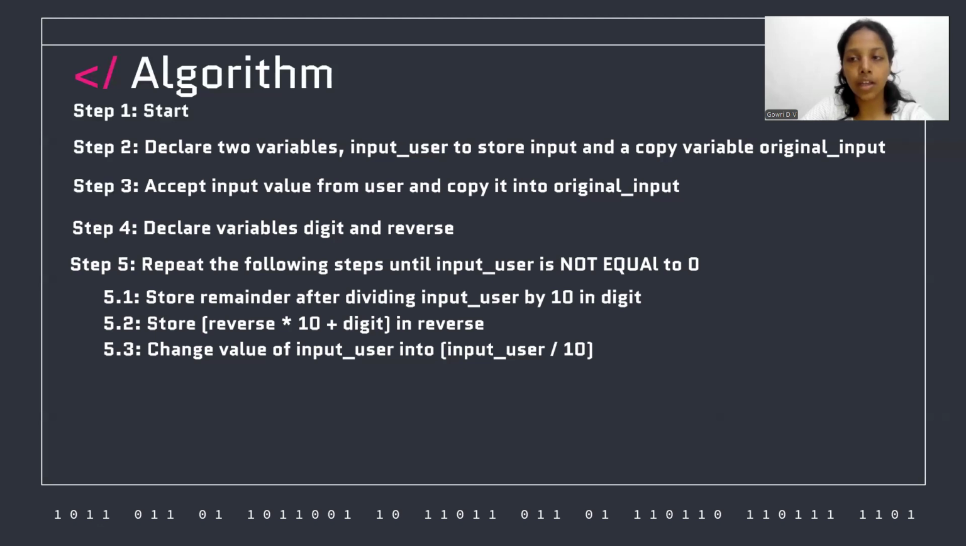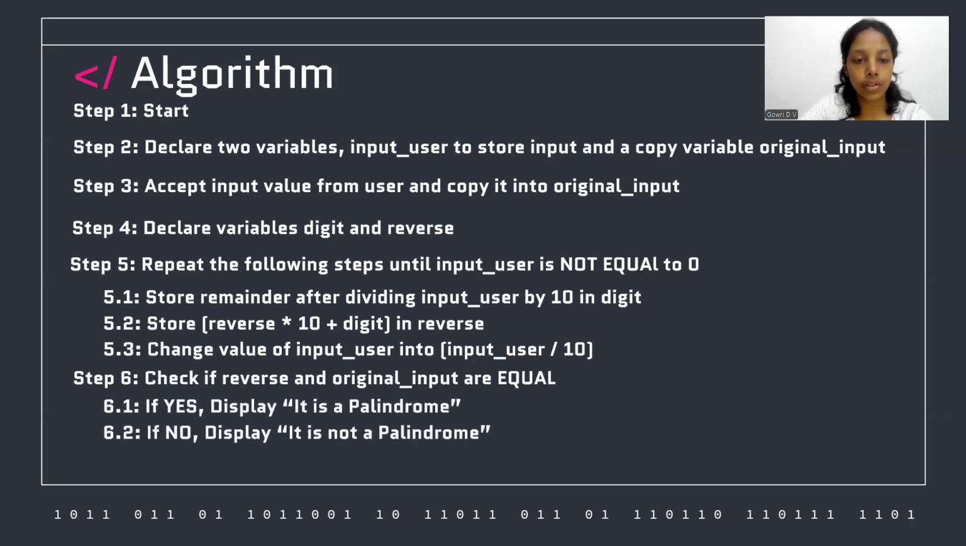After step 5, we now have a reversed number in variable reverse. So now we can compare the value in reverse and original_input. If it is equal, and if the answer to the question "are reverse and original_input equal" is yes, we will display it as a palindrome. If not, we will display it is not a palindrome. So now we have tackled the problem statement. We can end the logic. So the last step of an algorithm is always stop or end.